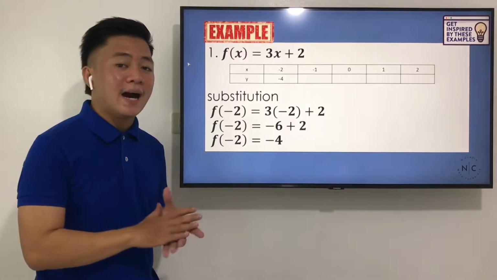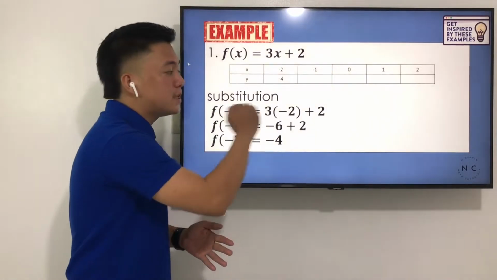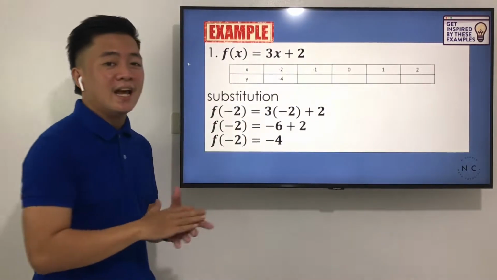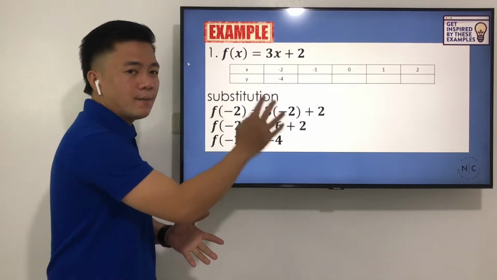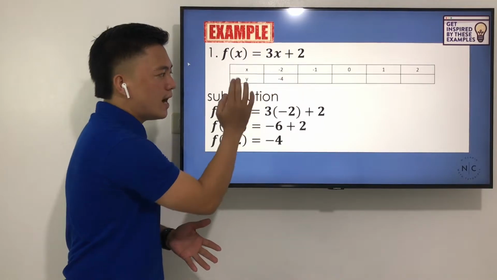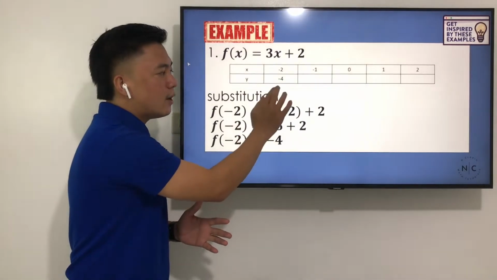So, paano ba natin makahanap yung value ng y natin? So, ang gagawin lang natin dito is we will substitute or substitution using yung ating original equation. So, ito yan. F of x is equal to 3x plus 2. So, ang gagamitin natin dyan is si negative 2. Ang answer natin is negative 4. Kapag daw si x is negative 2, si y daw is negative 4.